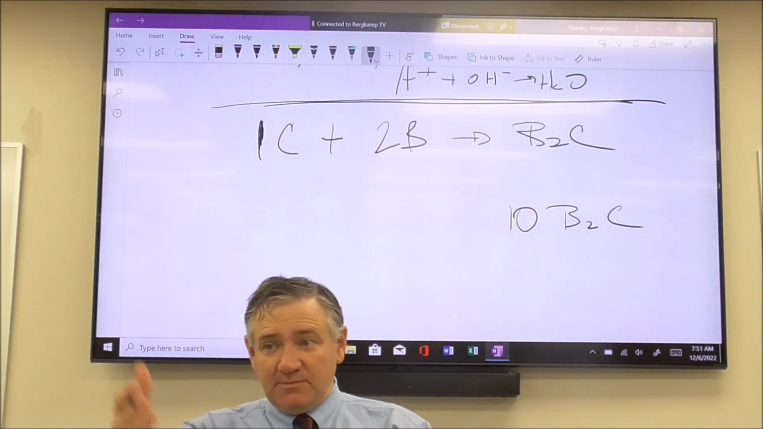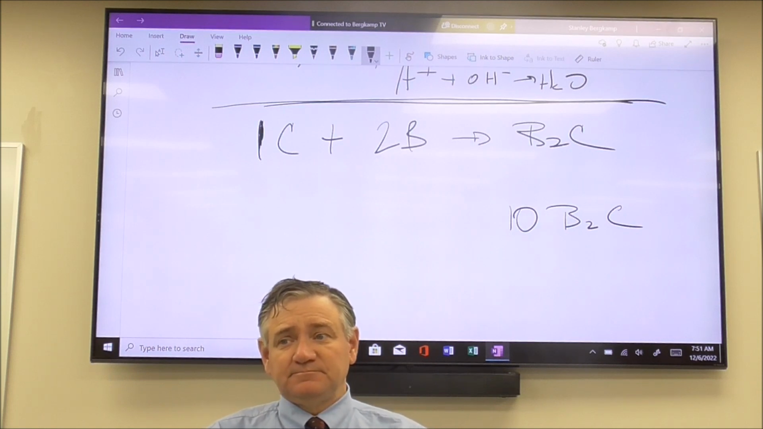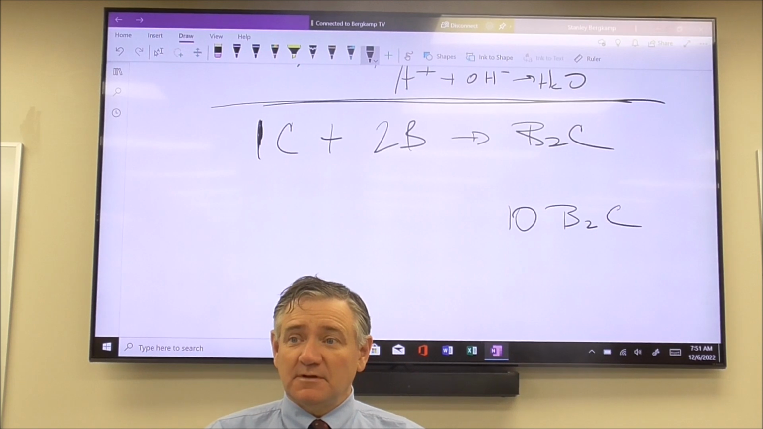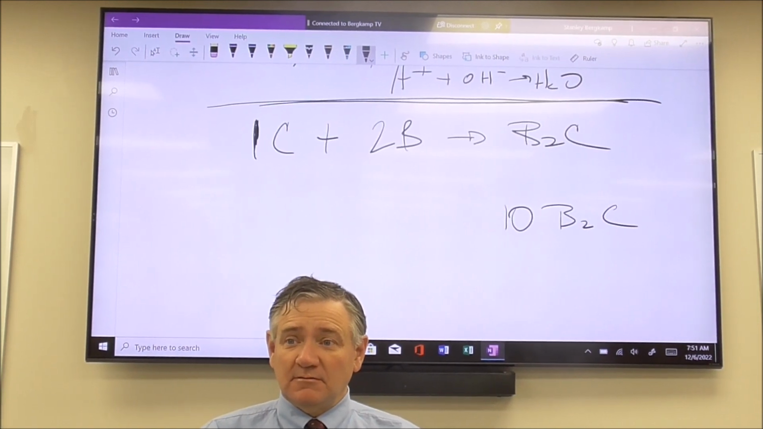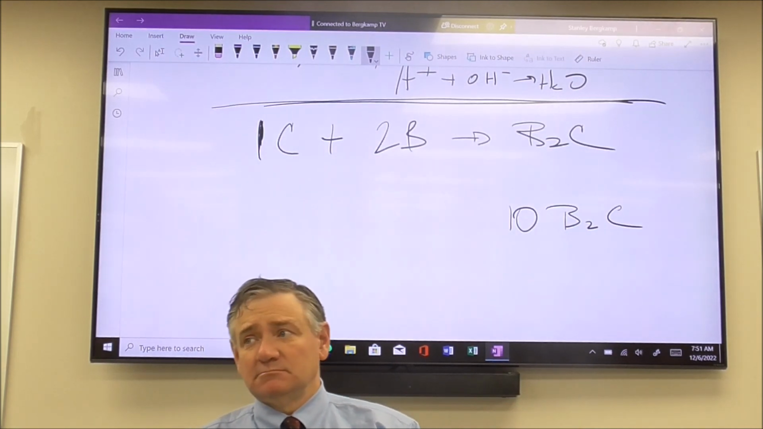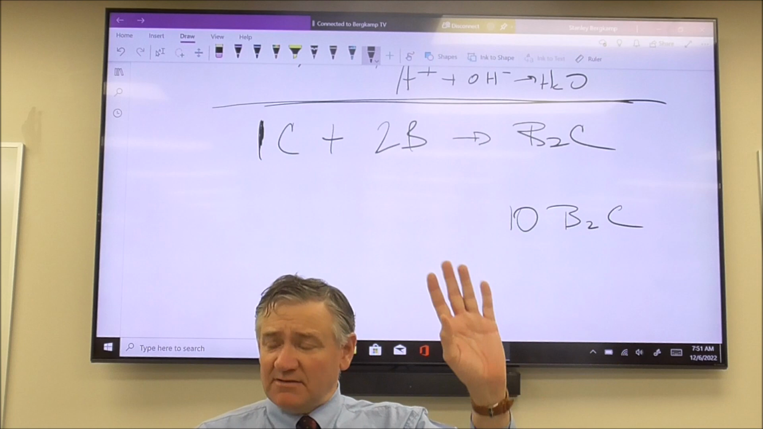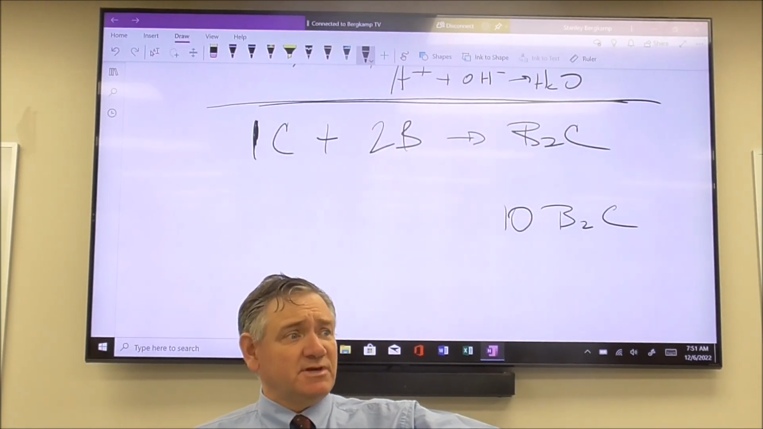Emma, you're going to make 10 cheese sandwiches. How many slices of bread are you going to need? 20. Why? Because you need 2 slices of bread per sandwich. Congratulations, you just did stoichiometry. You'll get it. I just have to convince you that you know how to do stoichiometry.